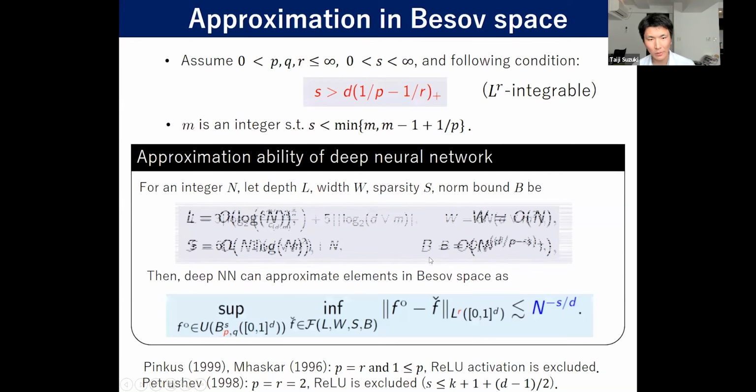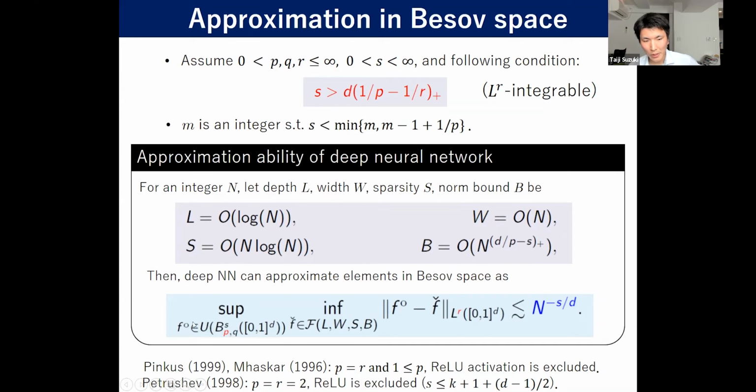But this is complicated, so let us consider a much simpler expression. For any integer n, let depth L, width W, and sparsity S be like this. L is order log n, the width is order n, and S is order n log n. Then we have this approximation error. That means for any true function f naught, that this is what we want to estimate, this is what we want to approximate, f naught is included in the unit ball of the Bessel space.